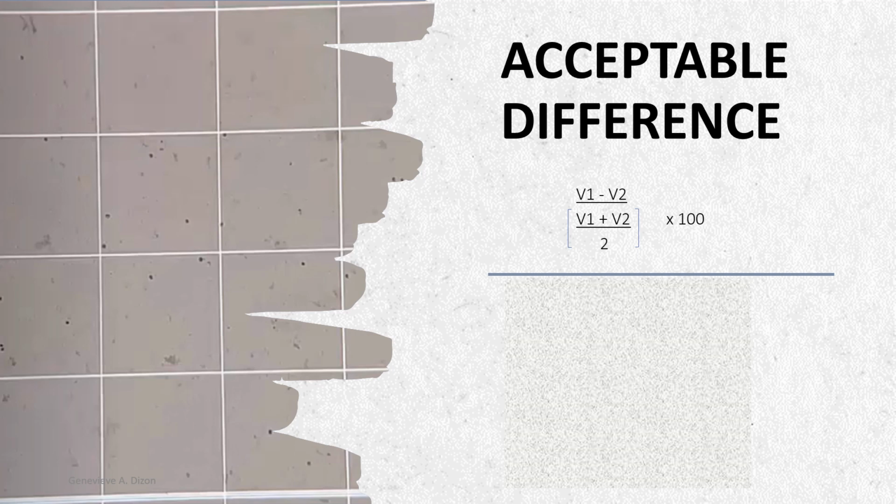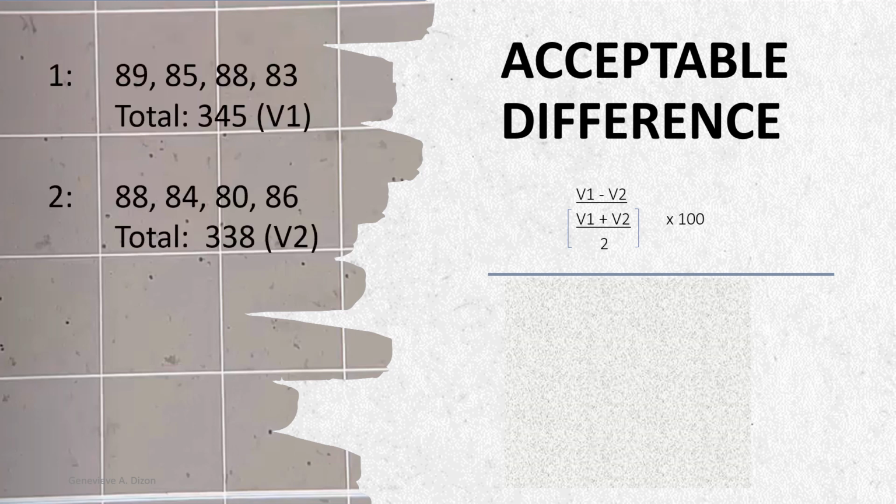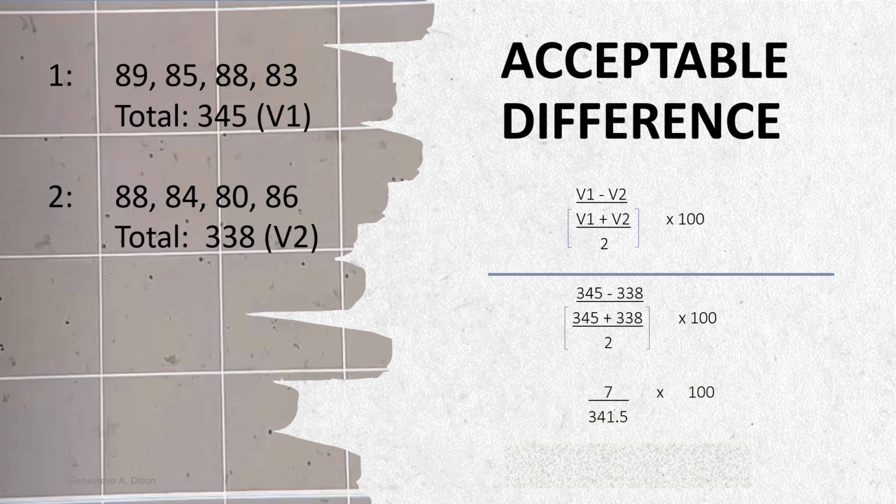Let's give an example on how to compute for the acceptable difference. These are the number of cells counted on both sides of the hemocytometer. The first side has a total of 345 cells, and the second side has a total of 338 cells. 345 becomes V1 because V1 is the higher count, and 338 becomes V2 because V2 is the lower count. The numbers are then substituted in the formula, which gives us 345 minus 338 divided by 345 plus 338 divided by 2, and all of this is multiplied by 100. This leads to 7 divided by 341.5 times 100. The answer is 2.04%.